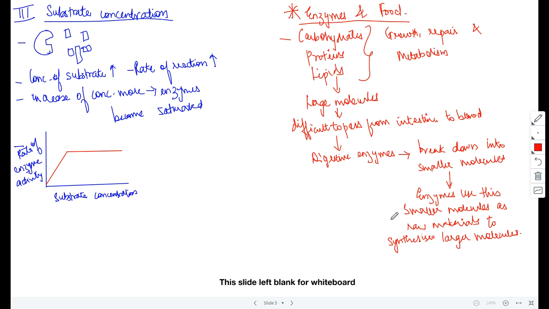Okay, so this will become like a cycle. Again, they will synthesize the larger molecules. They will break down the larger molecules into smaller molecules, and use them up as a new raw material. Clear how enzymes and foods are related with these biomolecules? Yes, that's clear. And have you written it down? Yep, I've written it down. Thank you.